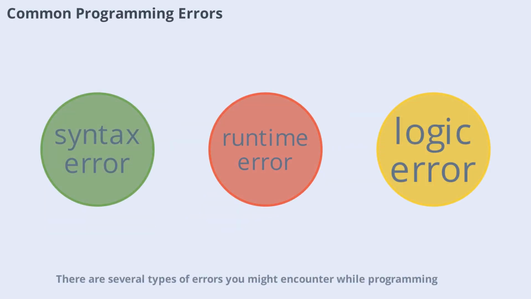There are several types of errors you might encounter while programming. Syntax errors happen when you break the rules of the language, like missing a parenthesis. Runtime errors occur when your code tries to do something impossible, like dividing by 0. Logic errors are mistakes in your program's logic, so it runs but doesn't do what you expect. Recognizing these errors helps you fix them faster.